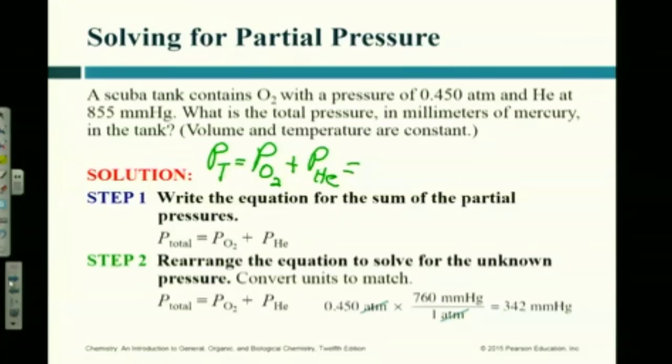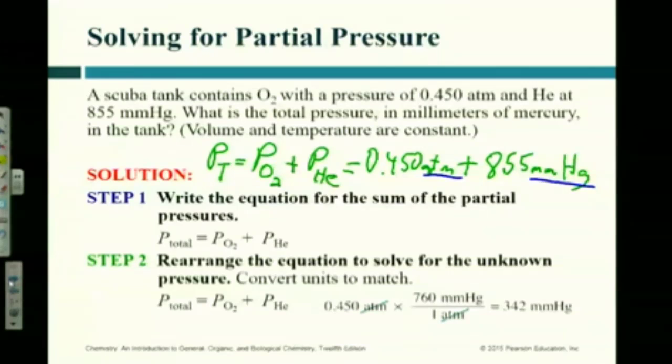So oxygen is 0.450 atmospheres, and helium is 855 millimeters of mercury. Can I add these 2 numbers together? Why not? Because they don't have the same units on them, right? I can't add both of these together. So what do I have to do? Well, it wants an answer in millimeters of mercury, so what do we do?